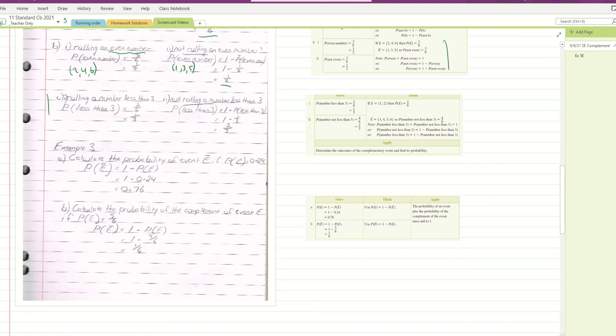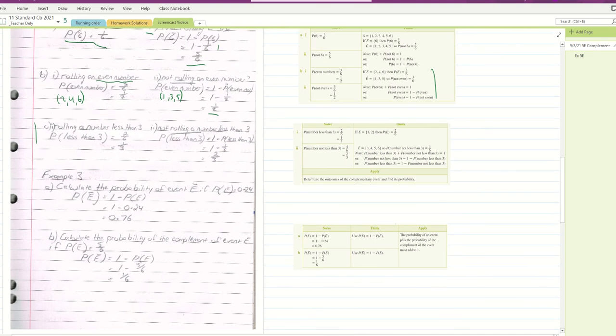Example C, rolling a number less than 3. The probability of rolling a number less than 3: we are rolling a number 1 or 2. So we've got 2 chances out of 6. It's 2 on 6 or 1 on 3.